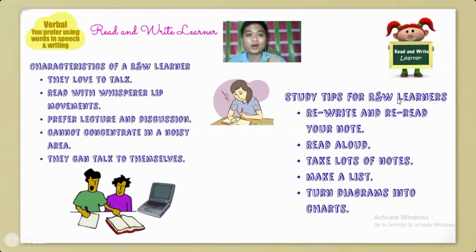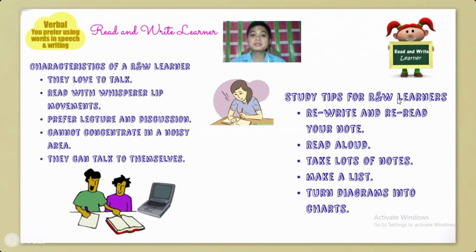They are the same as the auditory, but this type is read and write. They typically read and read. They reread it, they rewrite it. So when we were in our elementary days, our teachers wanted us to copy what's in the textbook on the board, and from the board we copied it in our notebooks. And study tips for the read and write learner: they rewrite and reread their notes. They read aloud, take a lot of notes and make lists. These learners are very organized because they make lists.